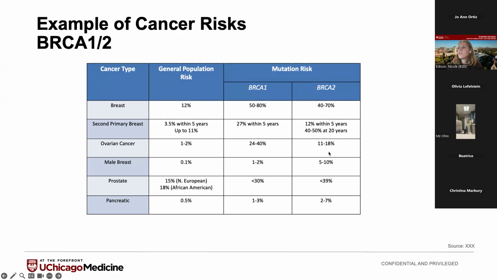For BRCA2, the ovarian cancer risk is a little bit lower, but it still is as high as almost 20%, meaning 1 in 5 patients. There are also some maybe increased risks in male breast and prostate cancer, and then also some increases in pancreatic cancer. And there are some studies looking at screening now for pancreatic cancer as well.